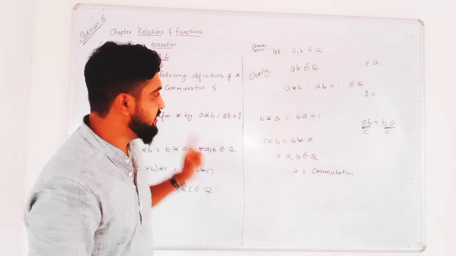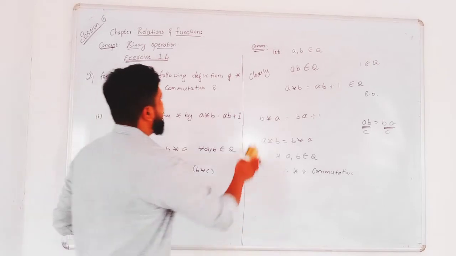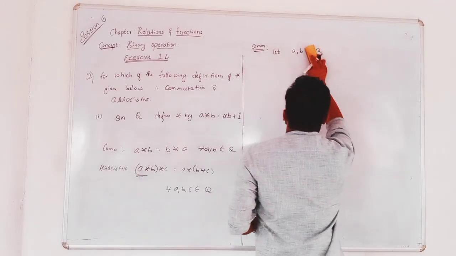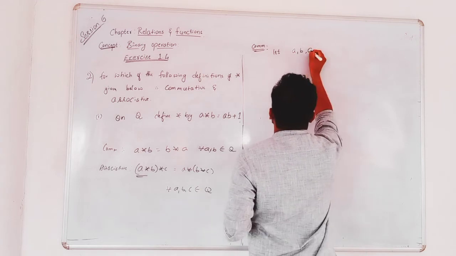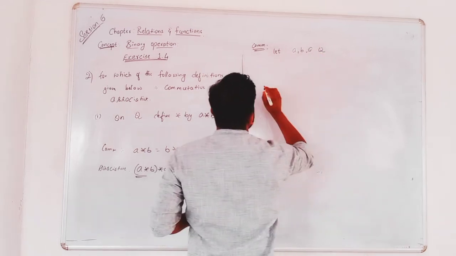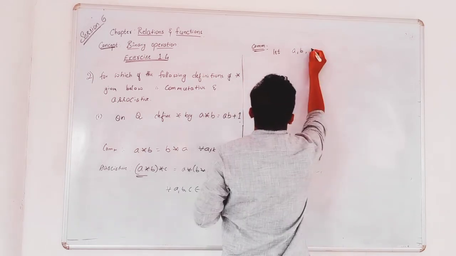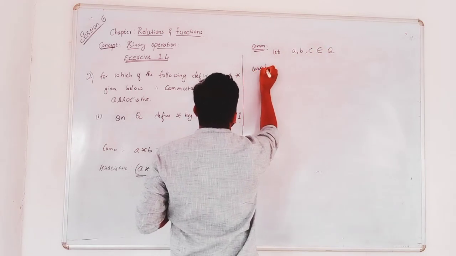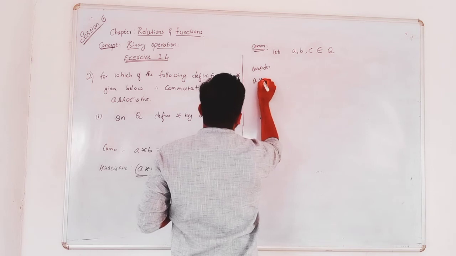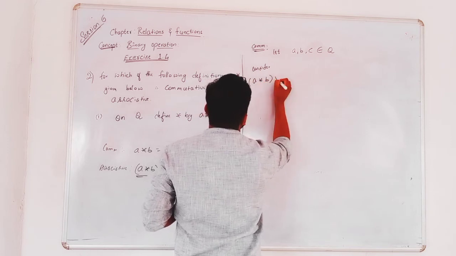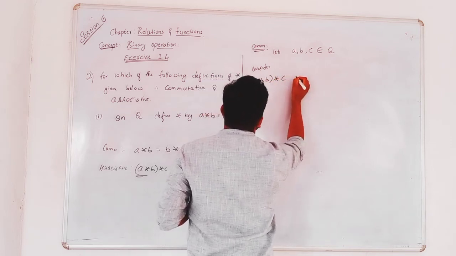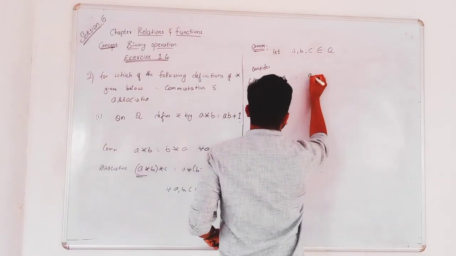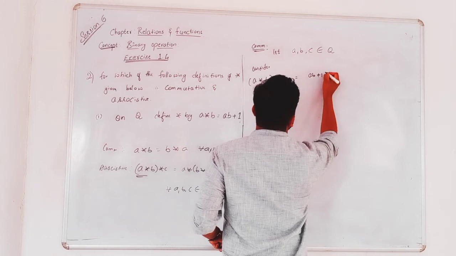Got it? Now let us see the associative one. So let me take three numbers a, b, c belonging to Q. First consider (a star b) star c. So that is equal to, what is a star b? ab plus 1.